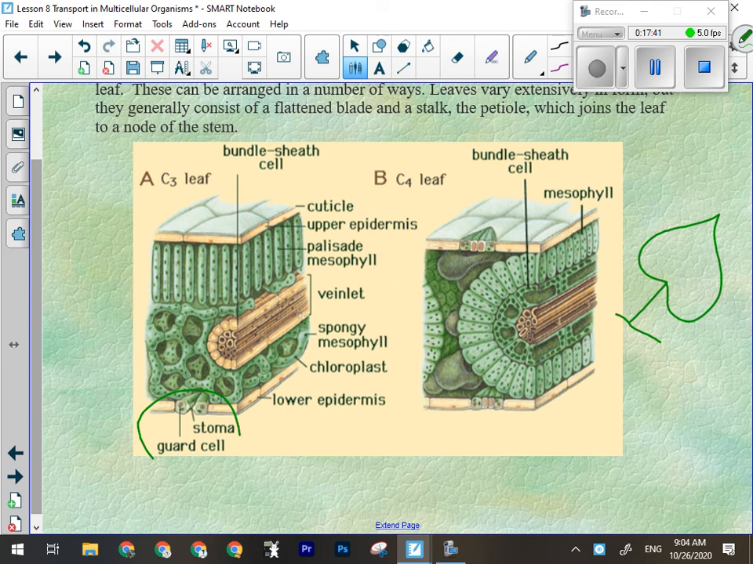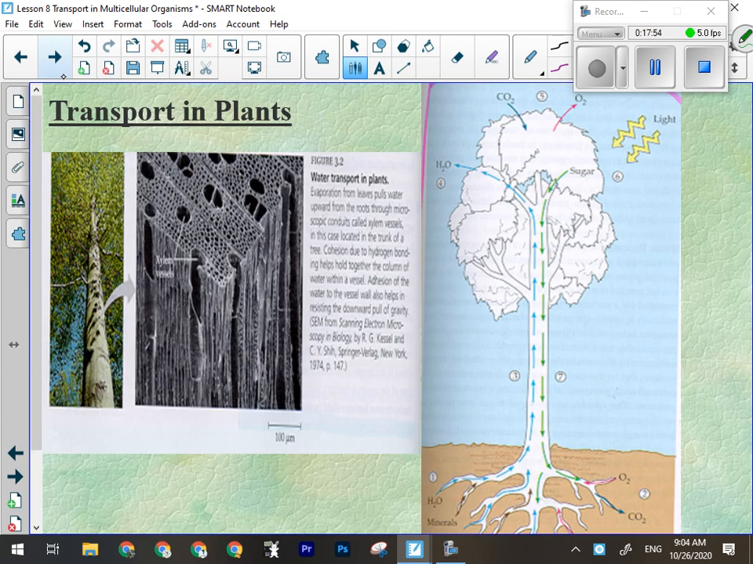So those are our layers of the leaf. Make sure you know them: epidermis, palisade, spongy. Know the epidermis, and know the stomates and guard cells. We'll talk about how those guard cells work here in a minute.